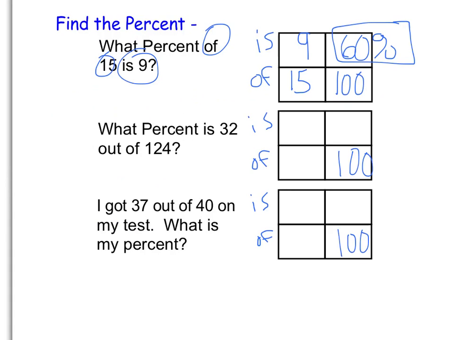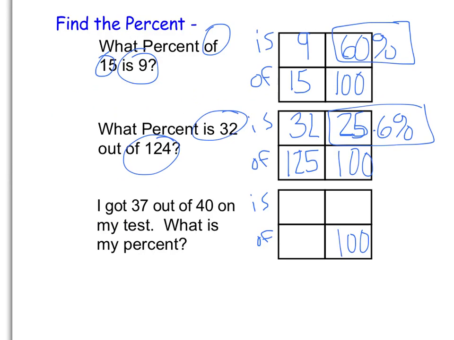What percent is 32 out of 125? Is 32, that means it will go on the top of 125. 125 goes on the bottom. Crisscross multiply, divide by the lonely guy, and I get 25.6%.